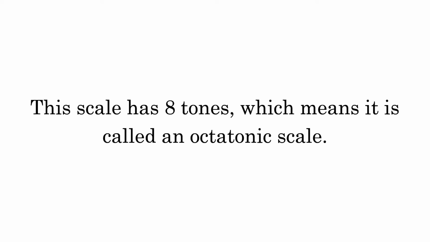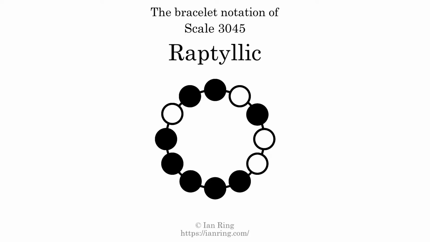This scale has 8 tones, which means it is called an octatonic scale. This is a bracelet notation diagram of scale 3045. The shaded circles represent tones that appear in the scale, and they are read clockwise, starting at the top.